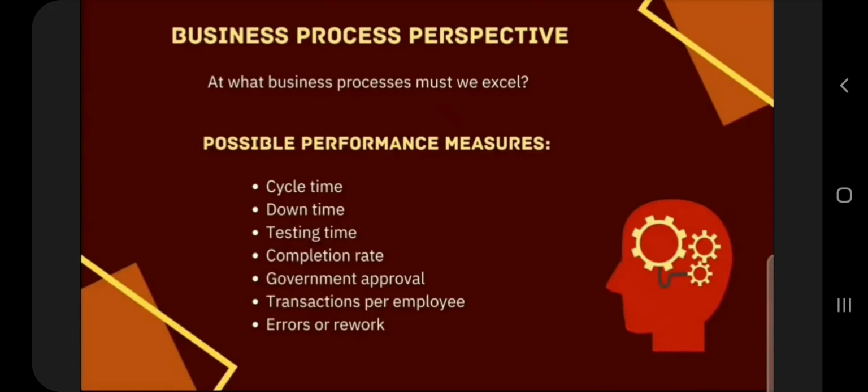Next is the business process perspective, which asks, to satisfy our customers and stakeholders, in which business processes must we excel? This perspective includes the values added to customers, such as delivery, production, distribution, etc. The possible performance measures for this one are cycle time, which refers to the amount of time it takes to complete a specific task from start to finish. Downtime refers to a time during a regular working period when an employee is not actively productive. Next are testing time, completion rate, government approval, transactions per employee, and errors or rework.